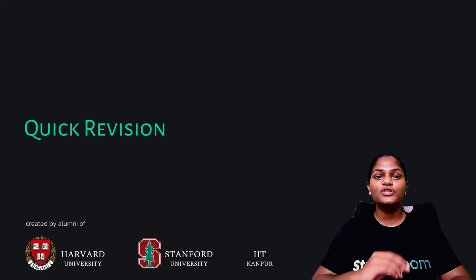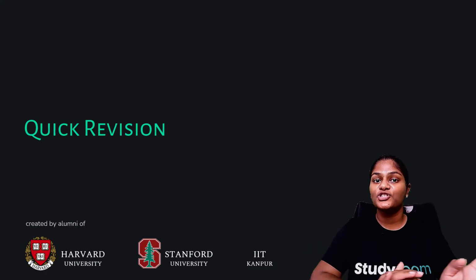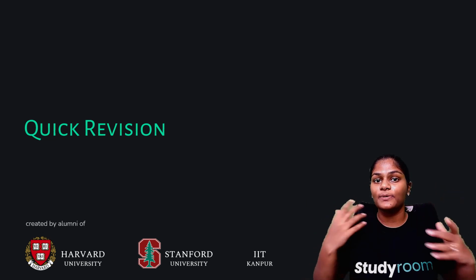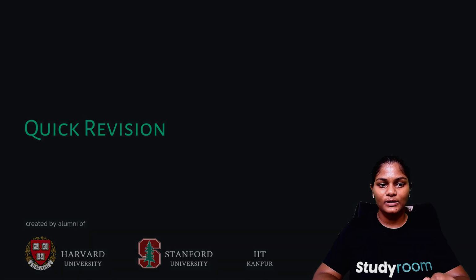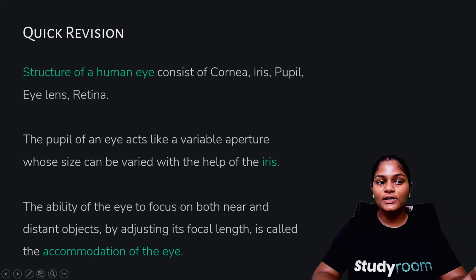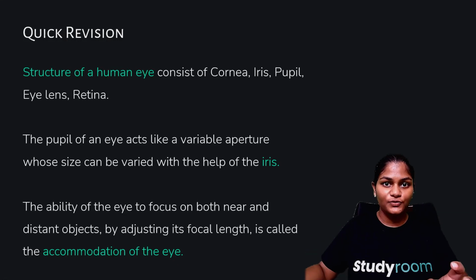Okay, students, so now we're just going to do a quick revision of the whole chapter so that all of your concepts are brushed up and you are not confused about anything. Okay, let's go. So, first thing we studied was the structure of the human eye.